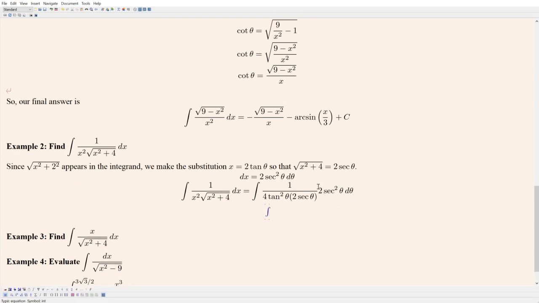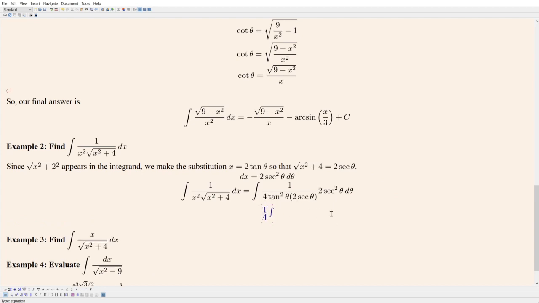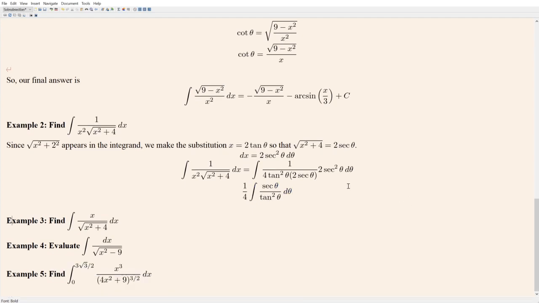Now, 2 over 2, those cancel. So we have a 4 left over, so we can factor that out. One of these secants is going to cancel. So on the top, we have 1 secant left over, and on the bottom, we have 2 tangents left over. Just double checking. Yeah, so that's all proper. Okay. Secant over tangent squared. How the heck can we deal with this?